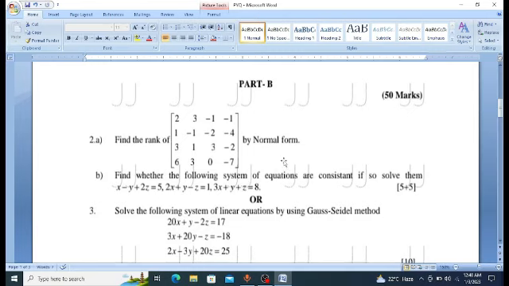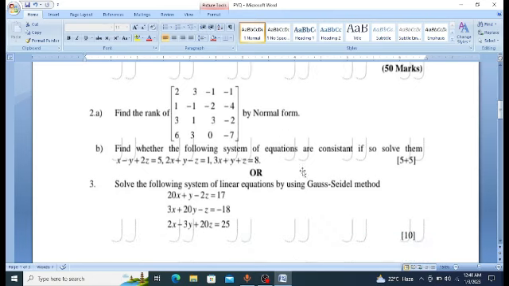To check that, first find the rank of A, then after that find the rank of A by B, which is the augmented matrix. If the ranks of both the matrices are equal, then that system of equations is said to be consistent. Otherwise, if not equal, then that system of equations is said to be inconsistent. So if consistent, solve this, it means they have a solution.